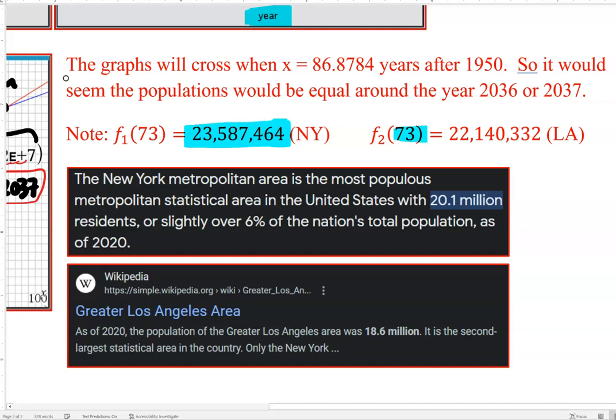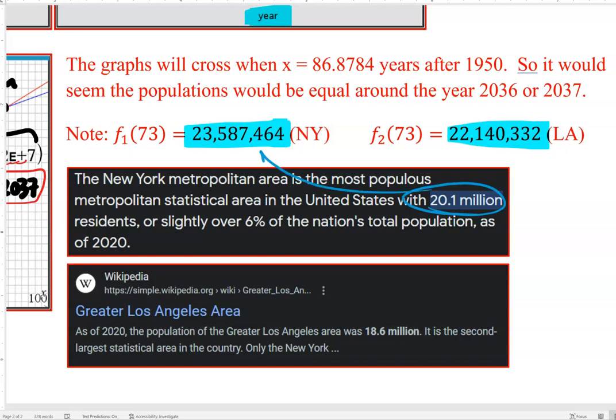And if I used the number 73 in the Los Angeles calculation, then it predicted that there should be about 22 million people in the LA region currently. Now those numbers don't appear to be correct, because according to Google, in the year 2020, so just a little bit before this, we had about 20.1 million. I guess that's not too far off the New York expectation, but we only had 18.6 million in Los Angeles in the year 2020.